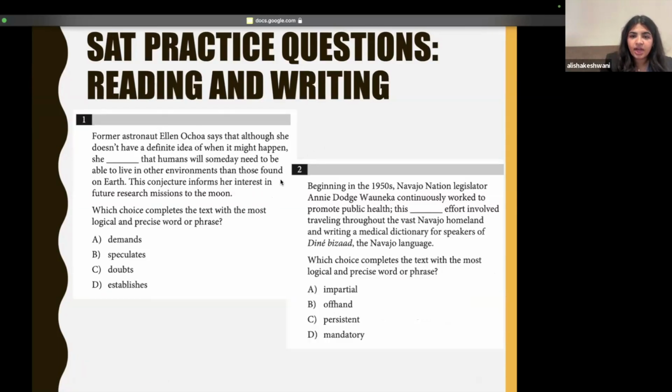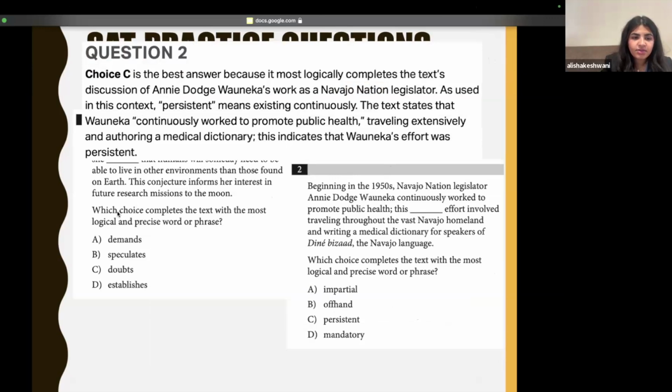Then if everyone wants to try two and put their answer in the chat for that. Okay, perfect. So the correct answer for this is going to be C. I think everyone who put their answer picked C, but we'll just go through it super quickly. C says persistent. The reason this is correct is because the first sentence before the semicolon says continuously worked. So it's like she's being very persistent, and that's why that's going to be the choice there.